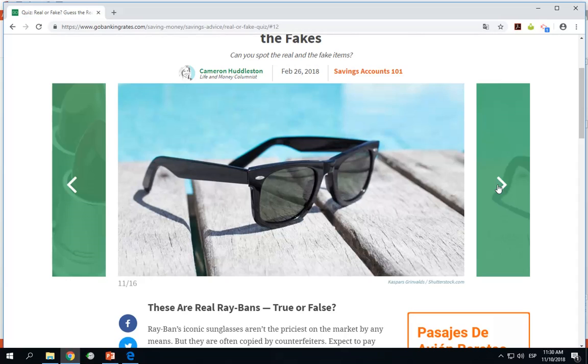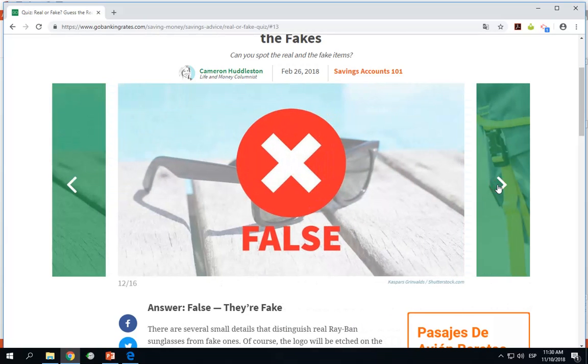I also see these Ray-Bans on the street, like $3 or $4 for a Ray-Ban, or sometimes $2. I think that's very cheap. I think I'm going to buy one because in my country they cost like $150 or $200. Do you know what the difference is? This one is a fake one.